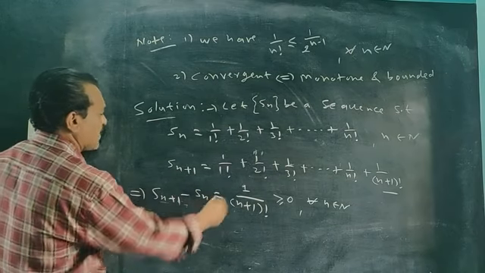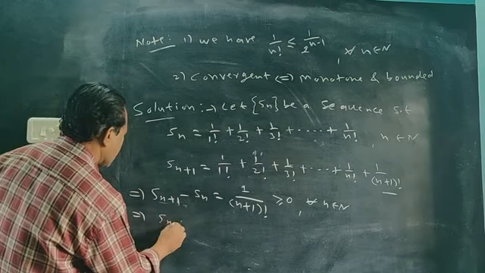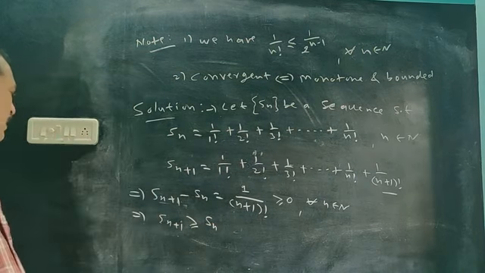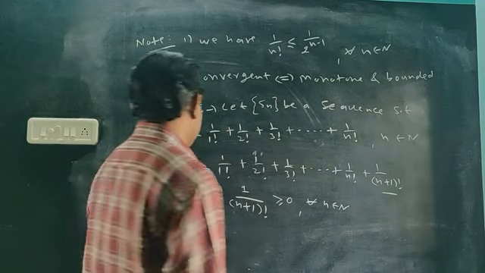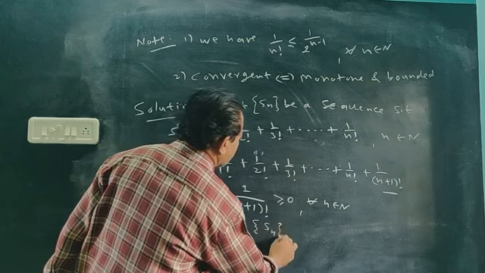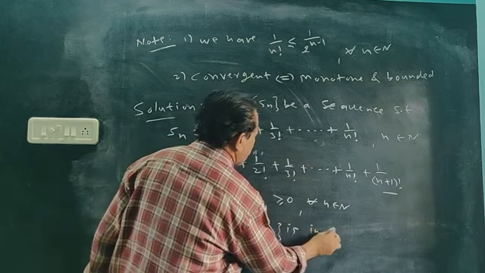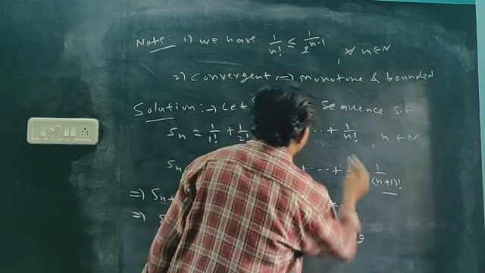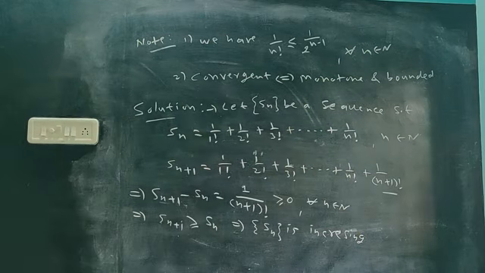So Sn plus 1 minus Sn is positive, which means Sn plus 1 will be greater than Sn. That is increasing. So this sequence Sn is increasing, monotonic increasing. One of them, increasing or decreasing. So the first point is clear.